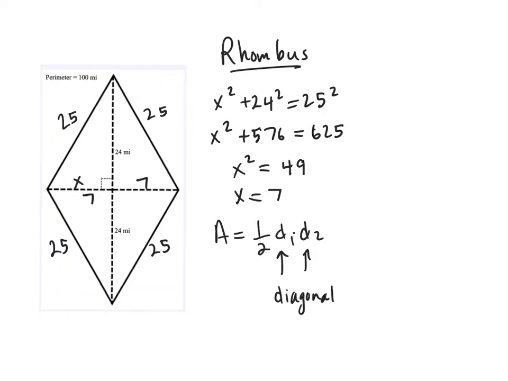So in this triangle, we know then that the area would be 1/2. The two diagonals that are pieces that are 7 make a diagonal of 14. 24 and 24 make a diagonal of 48. 1/2 times 14 is 7, and 7 times 48 is 336. So this rhombus has an area of 336, and the label is miles. That's one big rhombus, miles squared.